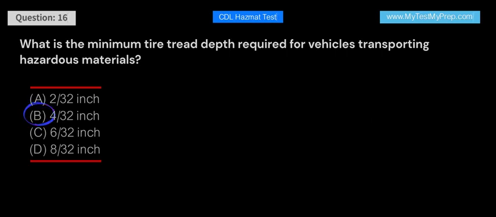Answer B. The minimum tire tread depth required for vehicles transporting hazardous materials is 4/32 inch. This ensures adequate traction and helps maintain control of the vehicle.